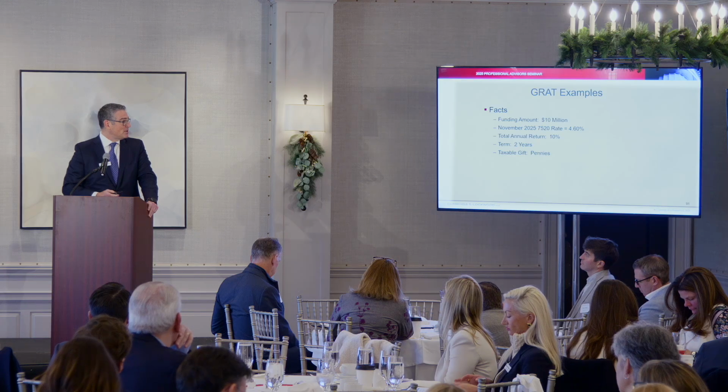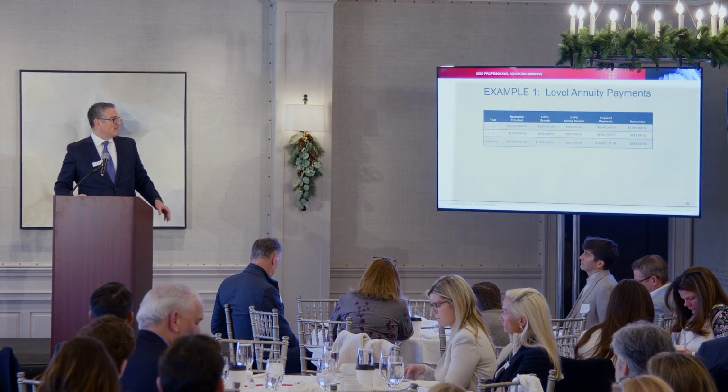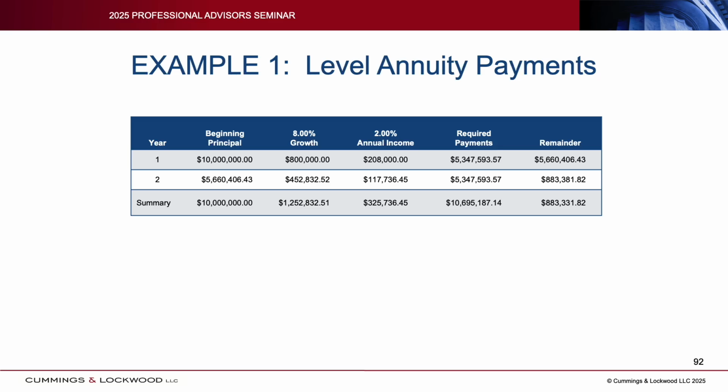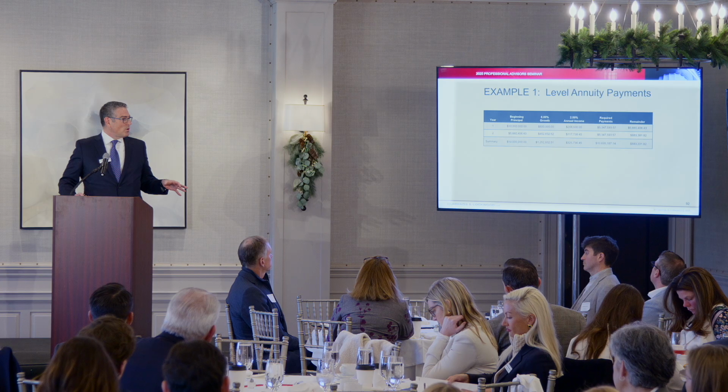That can be hard for clients that maybe don't have a lot of cash or assets that are good for freezing a GRAT, because if you look at the beginning principal, the first or second column and second row, year two, that $5,660,000, that's how much you'll need to freeze the GRAT in this scenario. Some clients don't have that much lying around. So especially if we're going to be doing this every year, they're going to get that cash back over the next year because it's only a 2-year GRAT. So when the second annuity payment is made, they're going to get that cash back.